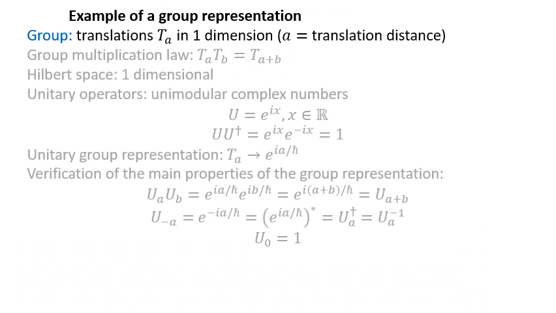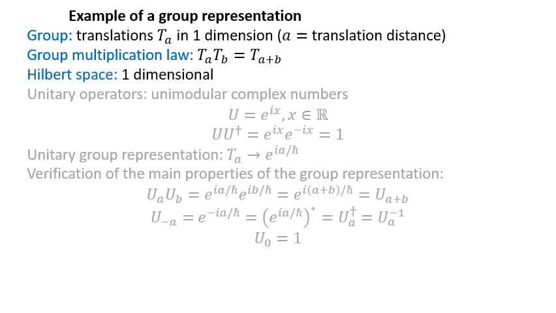If the concept of group representation is new to you, let me give you a simple example. As an example of a group, let us take the group of translations in one dimension. The group multiplication law is very simple. Two successive translations for distances A and B are equivalent to one translation for the sum of these two distances.